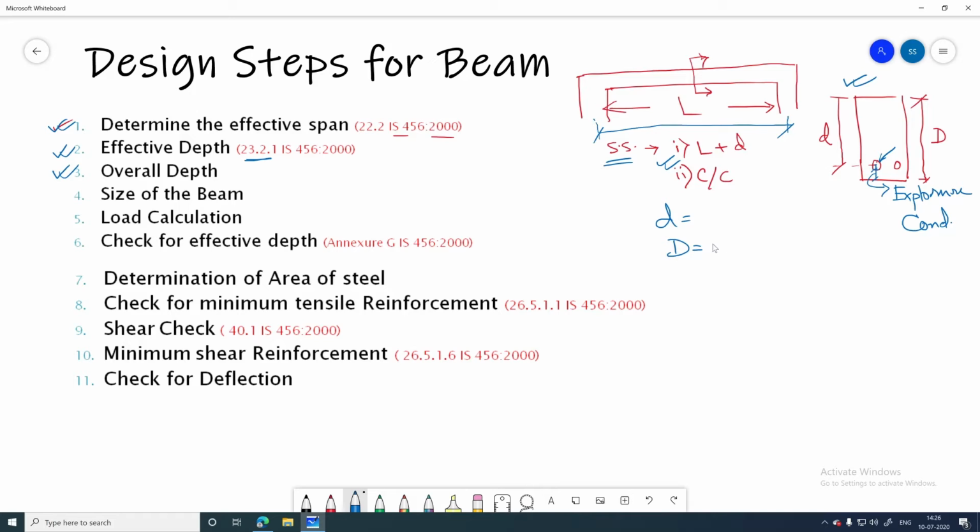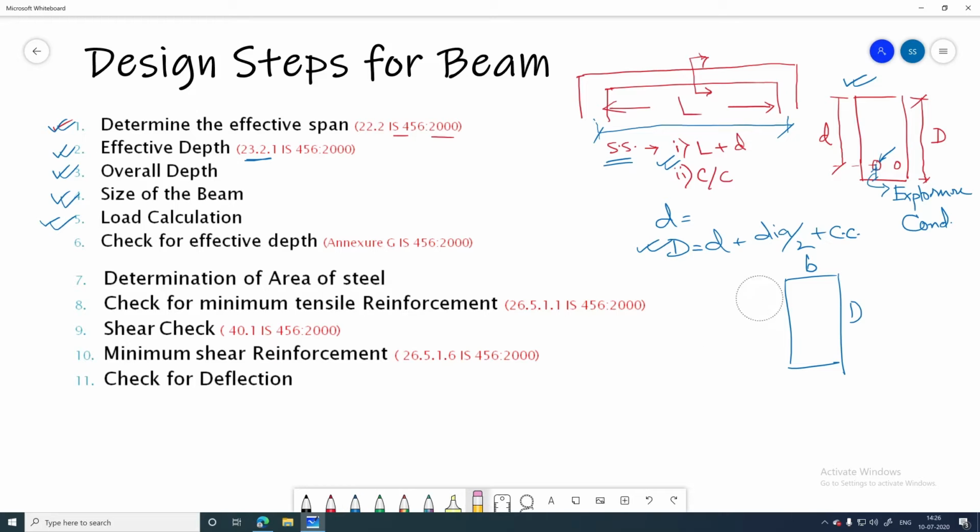Okay. Now definitely we will consider this when we start a design. So what will be the capital D, that means the overall depth? That will be small d plus half the diameter of the main reinforcement bar plus the clear cover. In this way you can determine the value of the overall depth. Now the size of the beam, when you get this d value, we already determined: this is b and this is d, the total size of the beam. Now we will continue with the load calculation.